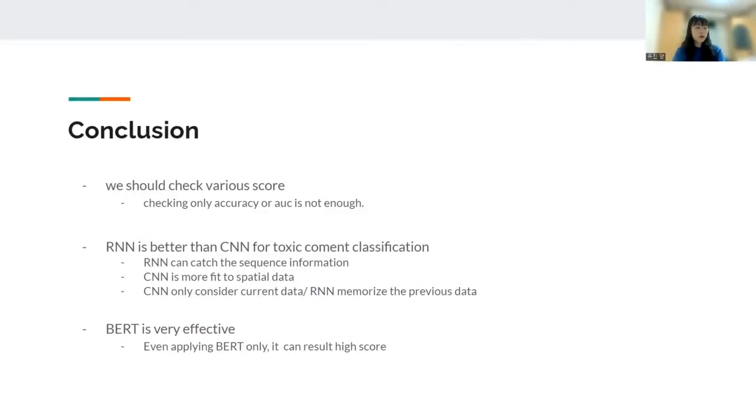And as a result of our test, we could check RNN is better than CNN for NLP. We think it is because RNN can catch the sequence information and CNN is more fit to spatial data. Also, CNN only considers current data, but RNN memorizes the previous data, so it can consider the flow of the sentence. In addition, we could check the effect of BERT, and this method brings the highest performance. Even applying BERT only, we see that it can result in high scores.